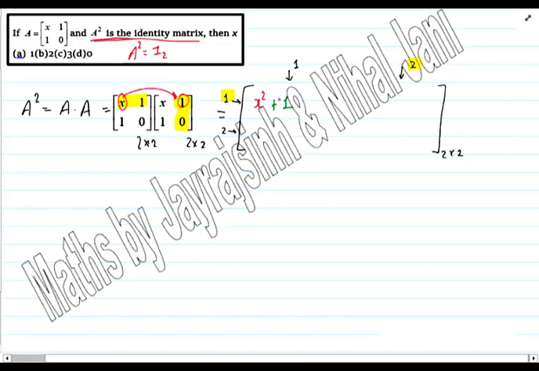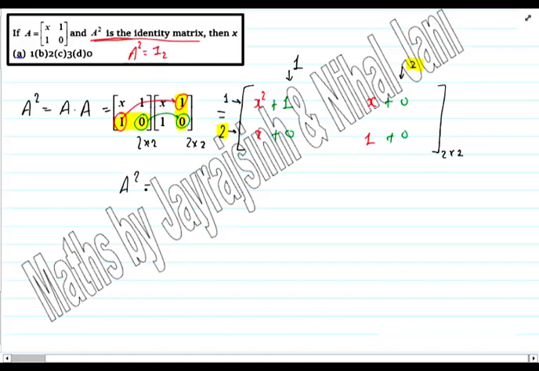X with 1 will give us x, and 1 with 0 will give us 0. Now let's move to the next term, which is in the second row and first column. Second row and first column: 1 with x will give us x, and 0 with the 1 will give us 0. And the last element will be got by 1 into 1, which is 1, and 0 into 0 will give us plus 0. So tada, we get our A square.